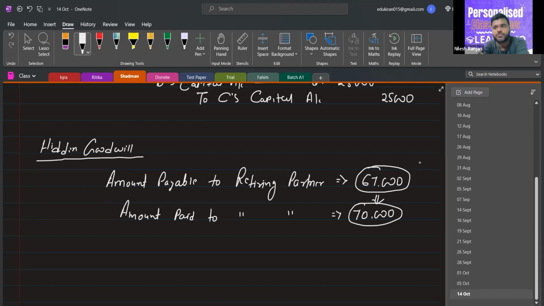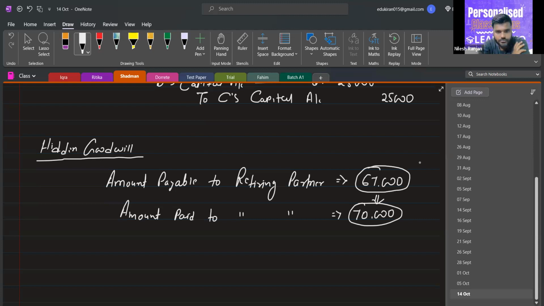Because he brought more goodwill or he invested more capital. C is retiring in the given question. And there is no information about goodwill in the question. Only the sentence written here is that 67,000 is the total amount payable to C, but the actual amount paid to C is 70,000. If the amount payable to him is 67,000, then why will we pay 70,000?